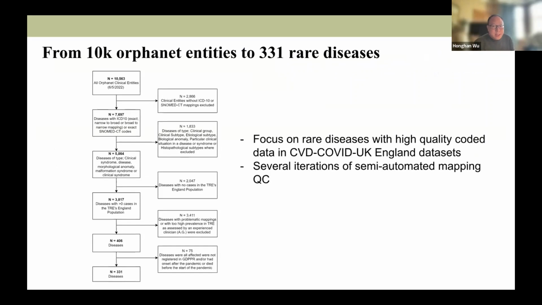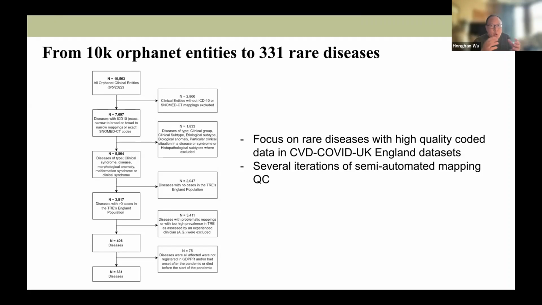The first step is we start with all the rare diseases as defined by a community effort called Orphanet. Orphanet is essentially a community from international collaboration trying to identify and define all the rare diseases. In total, there are more than 10,000 recorded rare disease entities. The majority of them are diseases, but some subsets are groups of diseases.